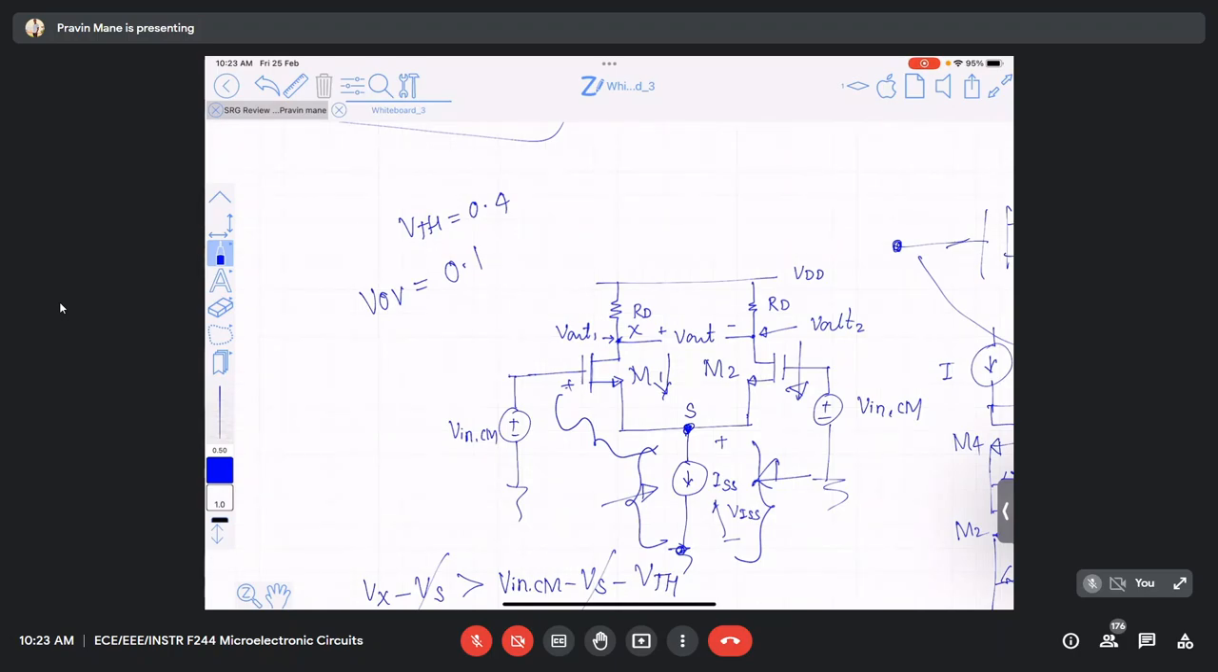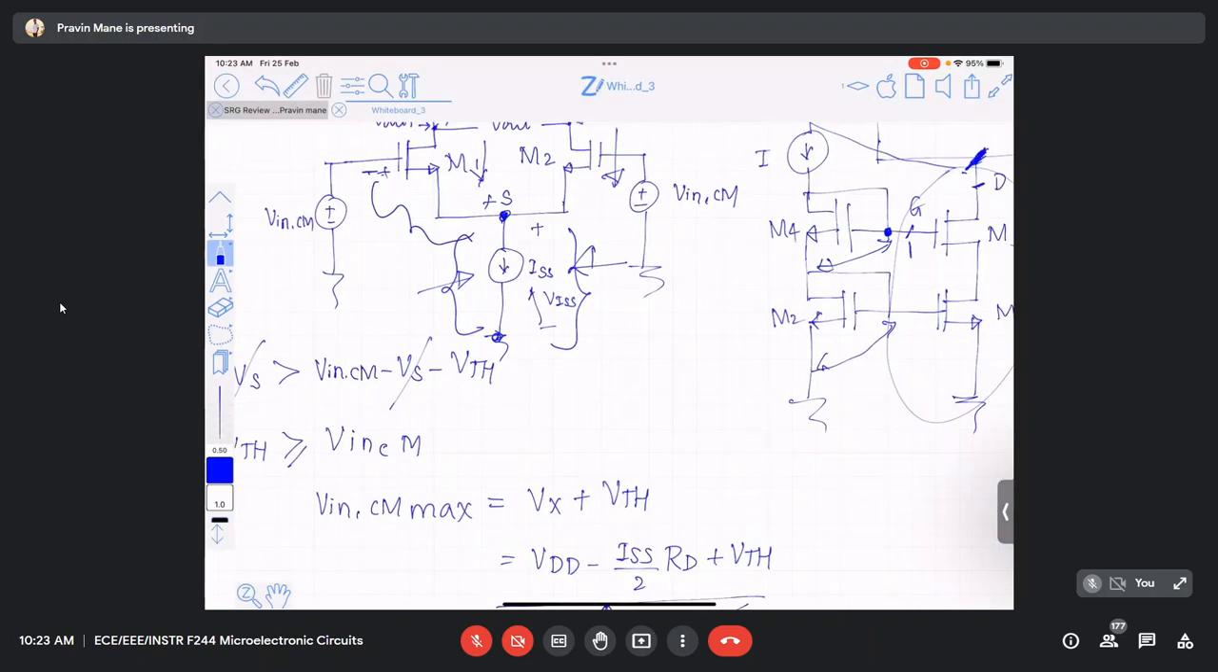We would want the V in CM to be greater than VISS plus VGS, right? What is that value? So what do you call this? This is not V overdrive. Voltage between gate and source is not V overdrive. It is VGS. So that should be greater than VTH, right? Okay, got it, sir.